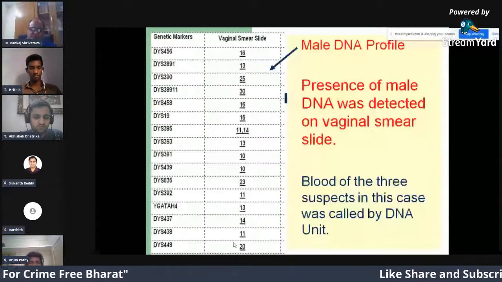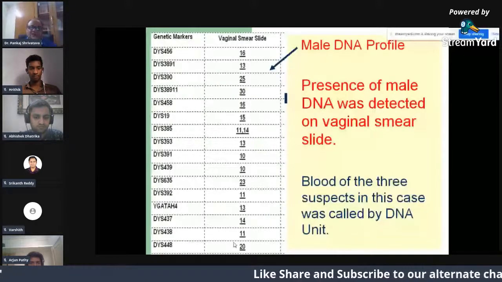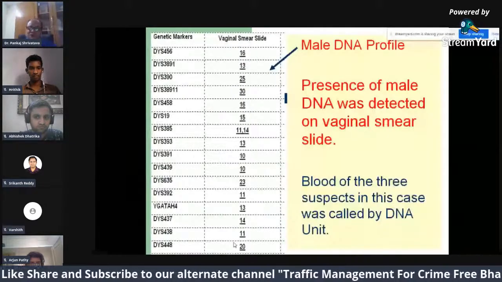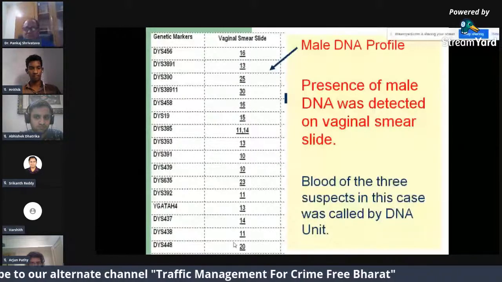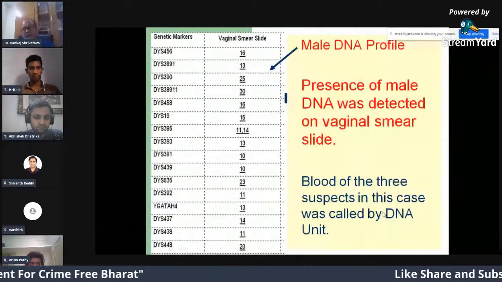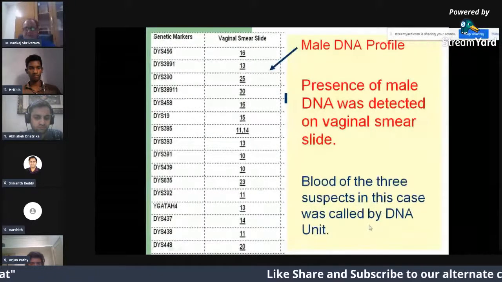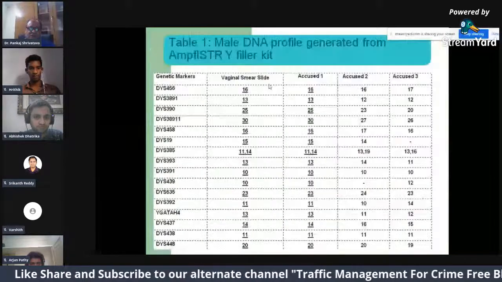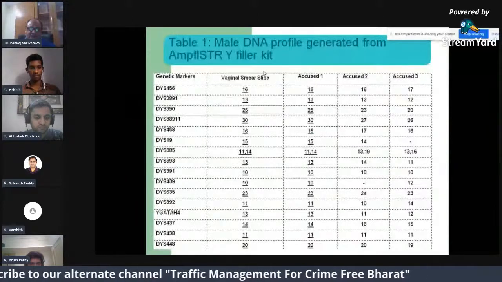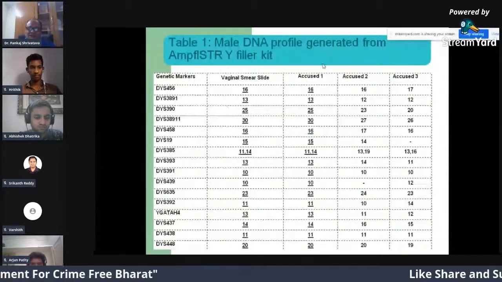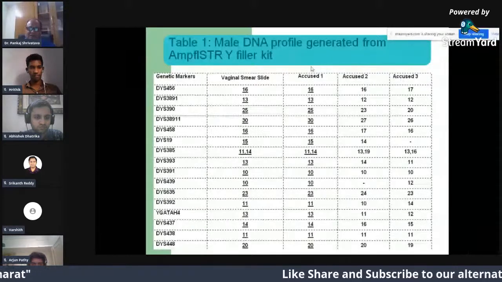Now you see, the earlier finding of biology said that spermatozoa is not present. That means presence of semen was not detected. But in this case, presence of a male DNA profile was observed. Now there were three suspects in the same case. We called them to send their blood samples for DNA examination. You can see here the final outcome of the case. The male DNA profile generated from the vaginal semen slide is matching exactly with accused one.